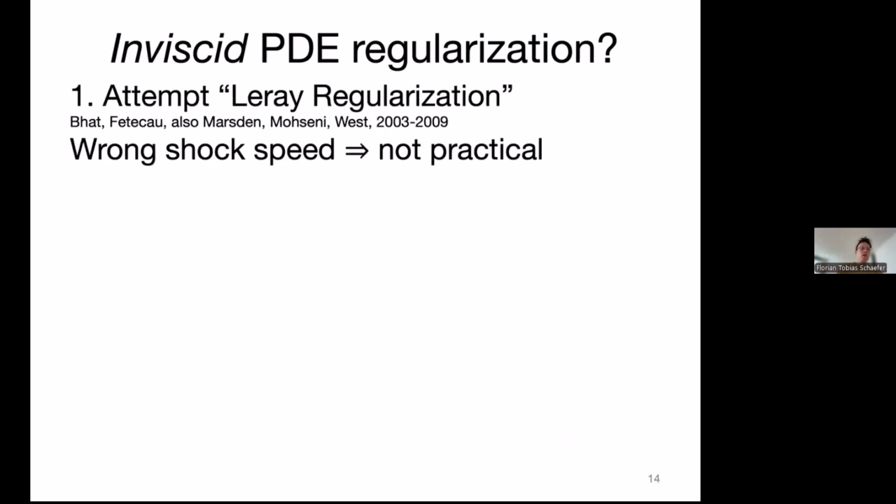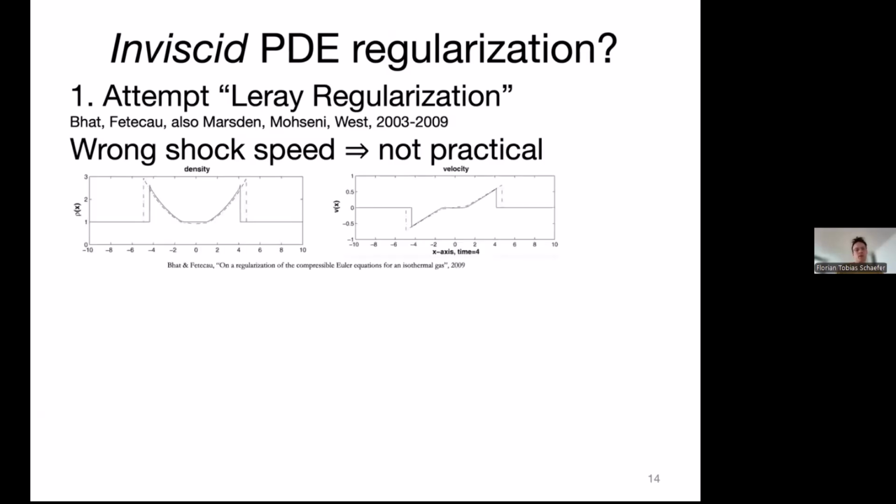And so the first attempt of this was by Bardos, Federico, Marston, Mosseni, West, who tried to use what is sometimes called Leray regularization, which is closely related to Lagrangian averaged Navier-Stokes, Euler type models. But the problem is that their method did not achieve the right shock speeds. And so that makes it unfortunately not useful for numerical purposes.